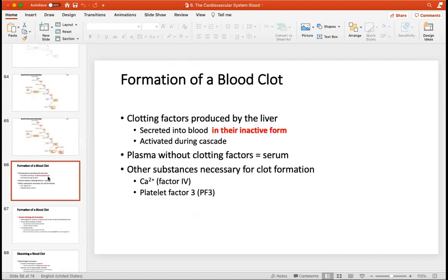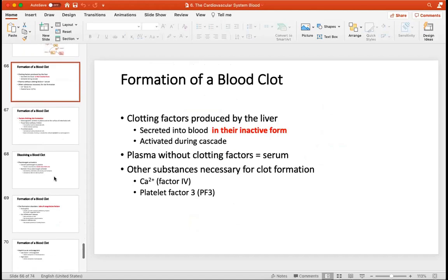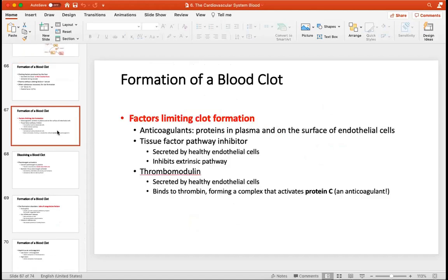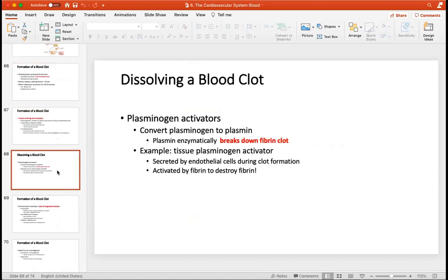All right, so those are the really big picture aspects of blood clotting. And then we got into some other topics at the end here, which talked about dissolving that blood clot. So this is where we need plasmin. Plasmin is an enzyme, right? It's enzymatically active, that is going to start degrading or attacking or breaking down that clot.